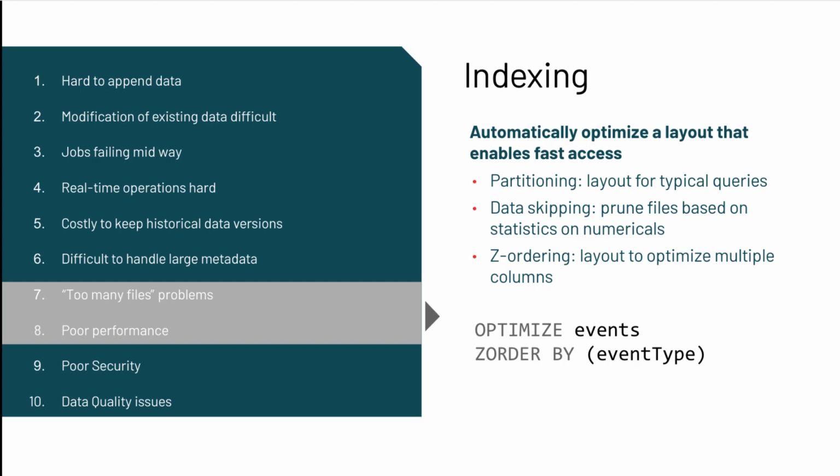And then finally, we have auto-optimize, which periodically relays out the data in the background so that it's optimized for later usage. For instance, if you've got a lot of tiny files, auto-optimize will compact them and consolidate them into bigger files. We'll go over that in more detail a little bit later.